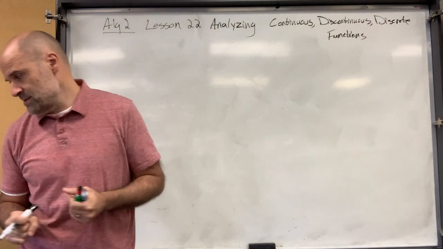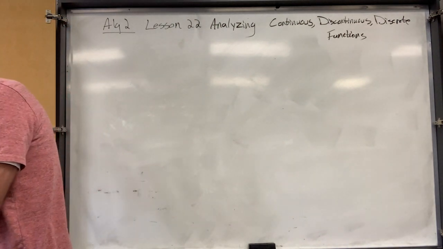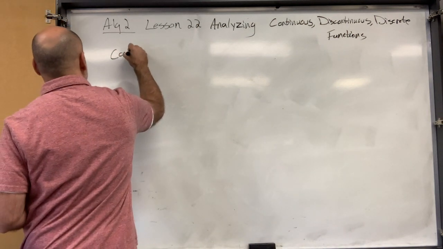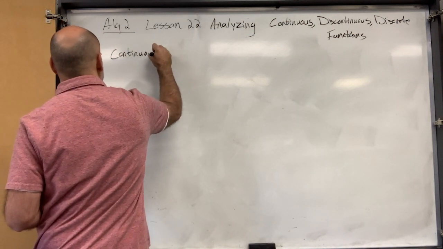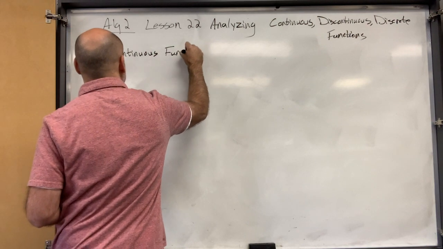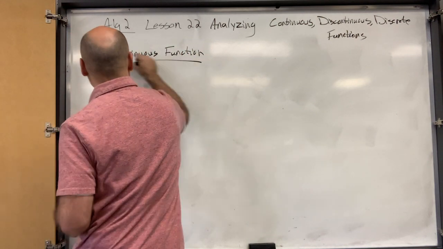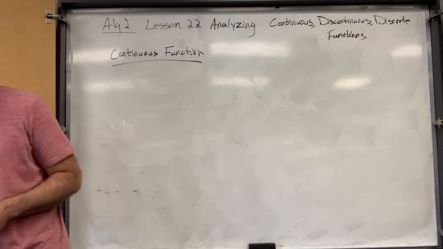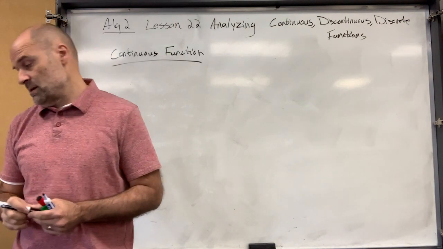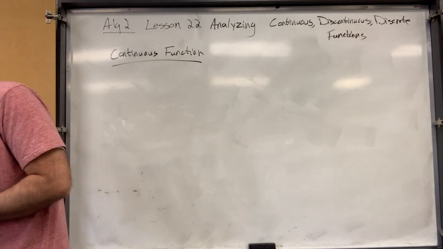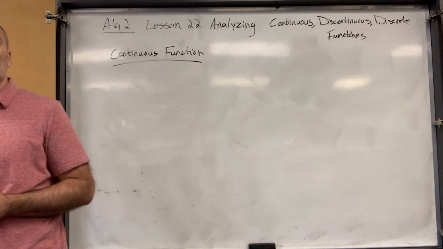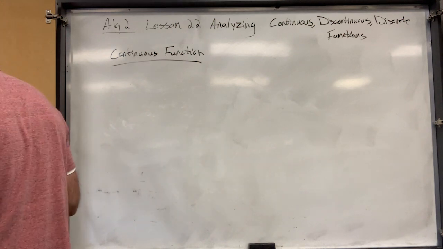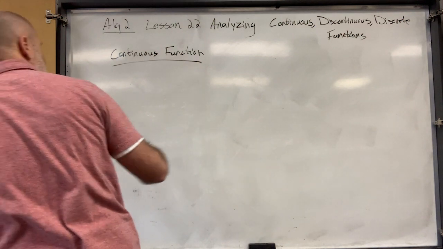All right, so a continuous function. You might want to write this down. A continuous function is a function with a graph that has no gaps. Kind of makes sense, right? No gaps, no jumps. Or, here's a fun word, asymptotes. I'll show you what that is in a second. So no gaps.